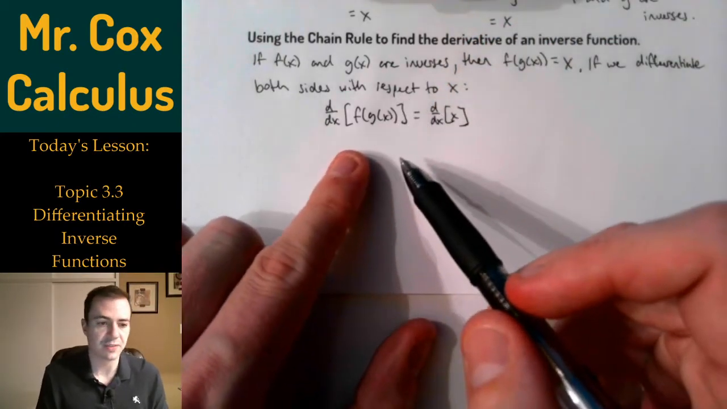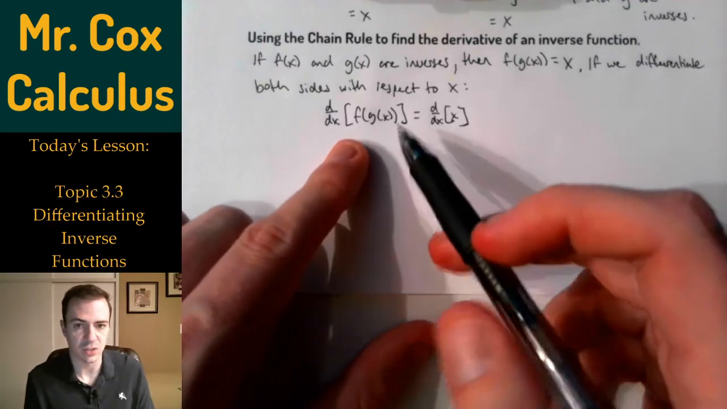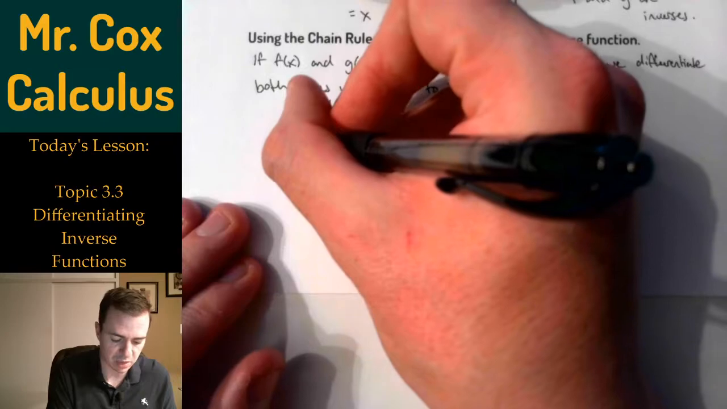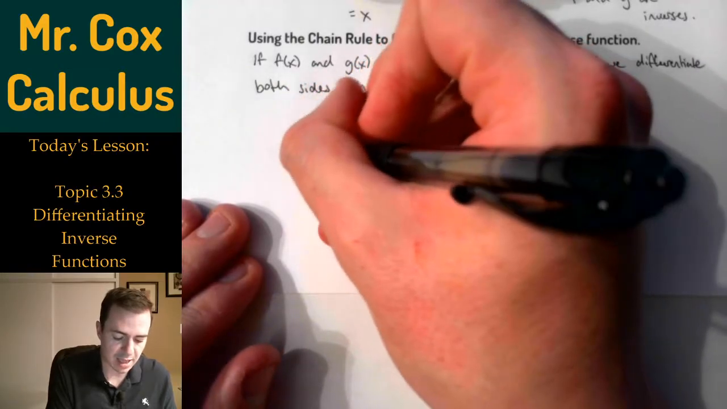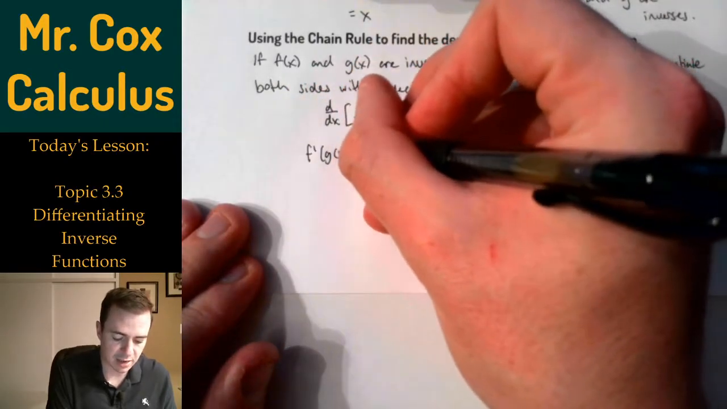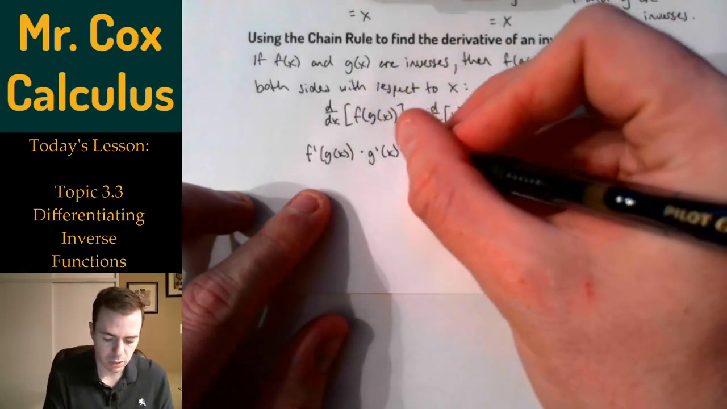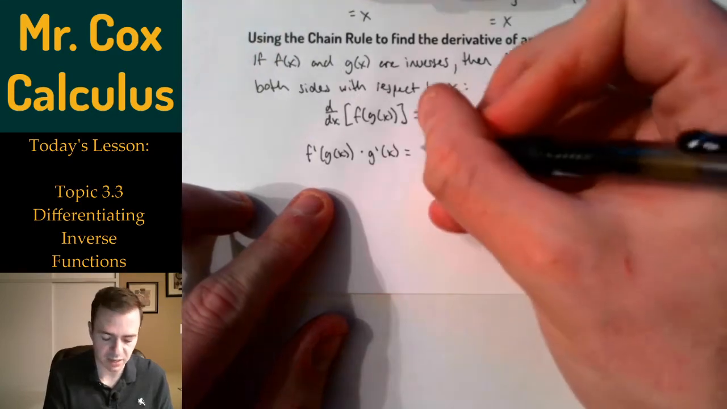Well, over here on the left side, that's pretty much a straight recitation of the chain rule. The derivative of the composition of functions f of g of x is going to be f prime taken at g of x times g prime of x. That's our chain rule. And over on the right side, the derivative of x is equal to 1.